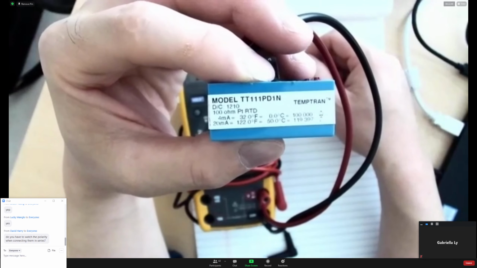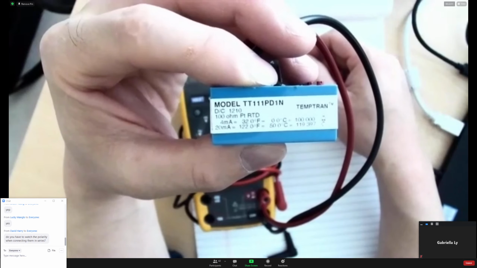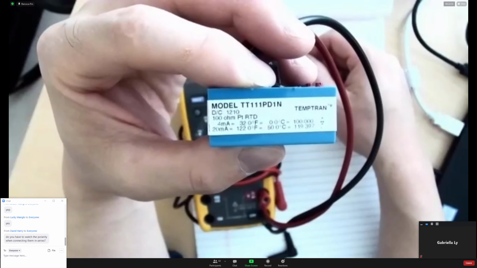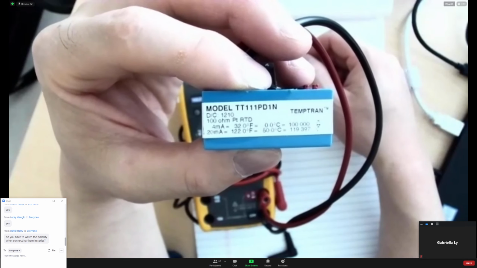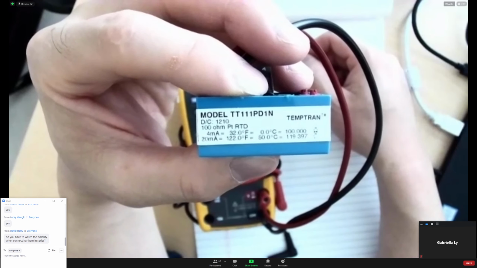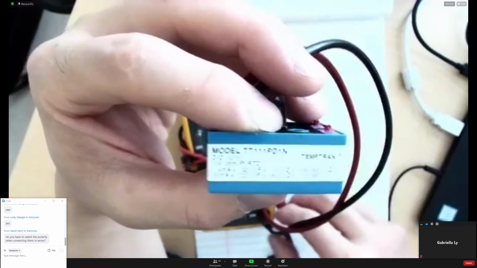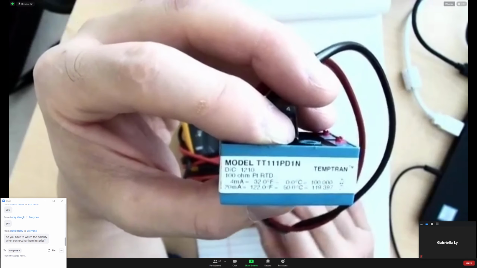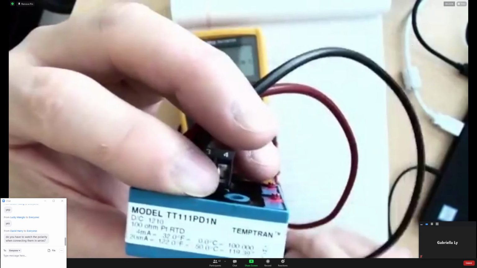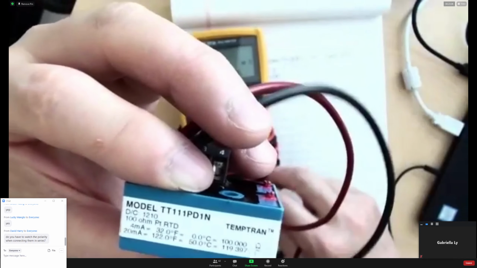So this is a resistance temperature detector. It's directly, I think, let me see.